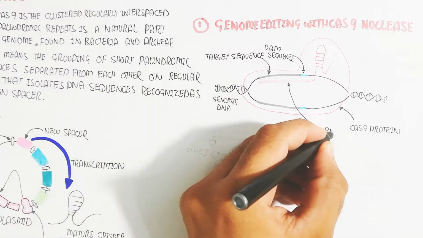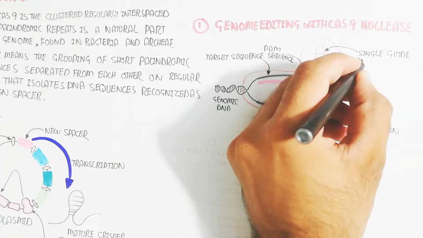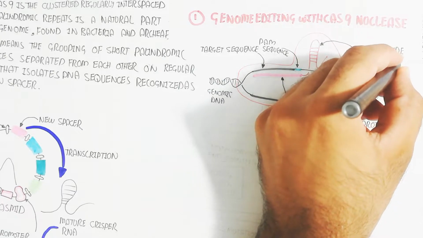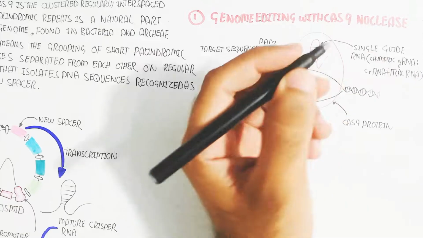And here the protospacer adjacent motif sequence, the PAM sequence. So here the single guide RNA will guide and bind with the specific site of the PAM sequence and the target sequence.